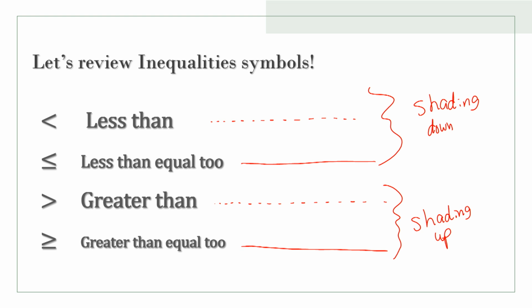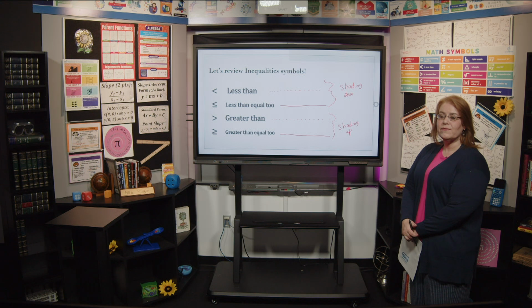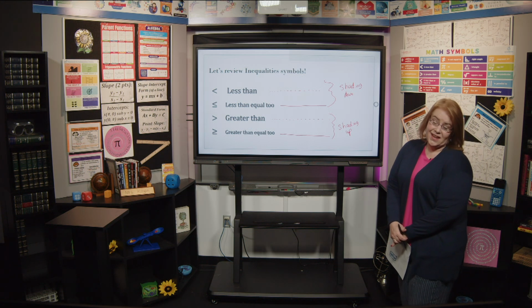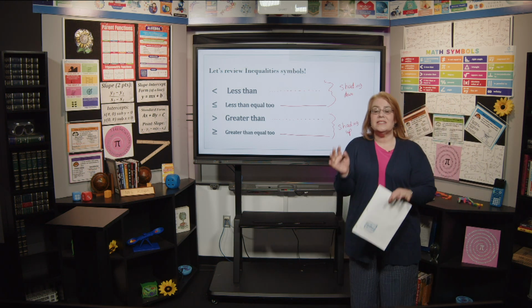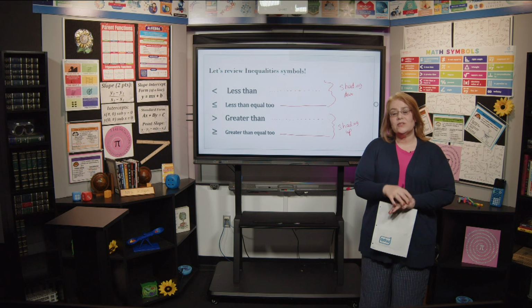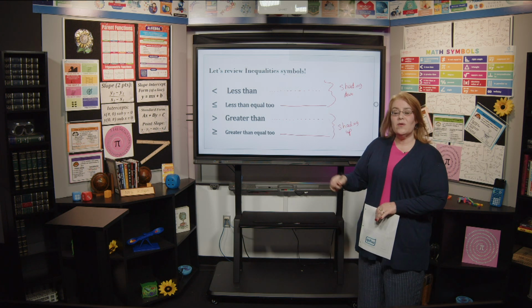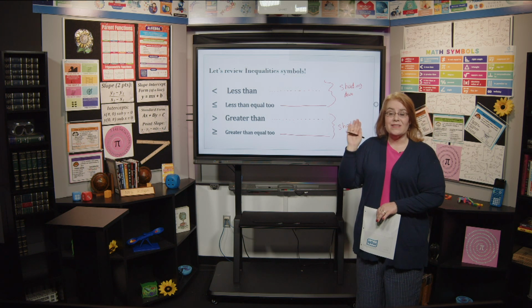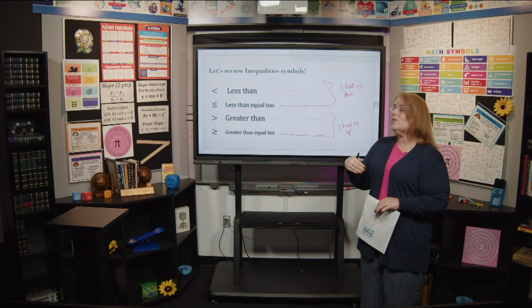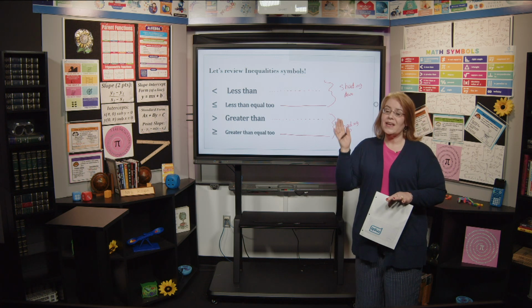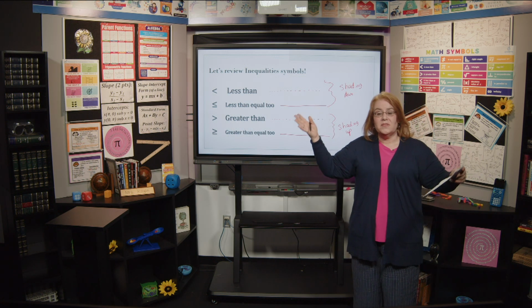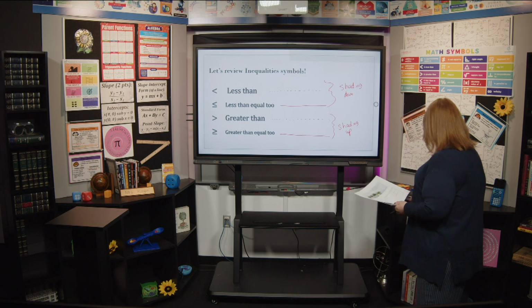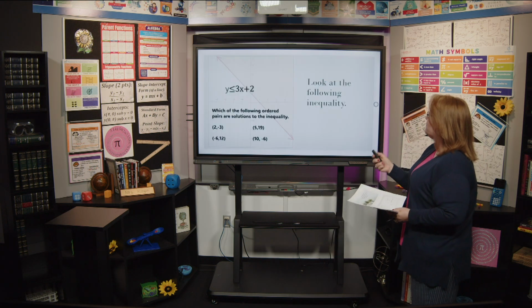Now you're looking at these and you're saying, Ms. Killen, I've got dotted and solid. How can I be for sure which one gets dotted lines and which one gets solid lines? There is the simplest, easiest way to remember. If my symbol has a line underneath it, you have a solid line. If my symbol does not have a line underneath it, you have a dotted line. There you go. You never have to worry about it again. So let's look and see how we can use that.